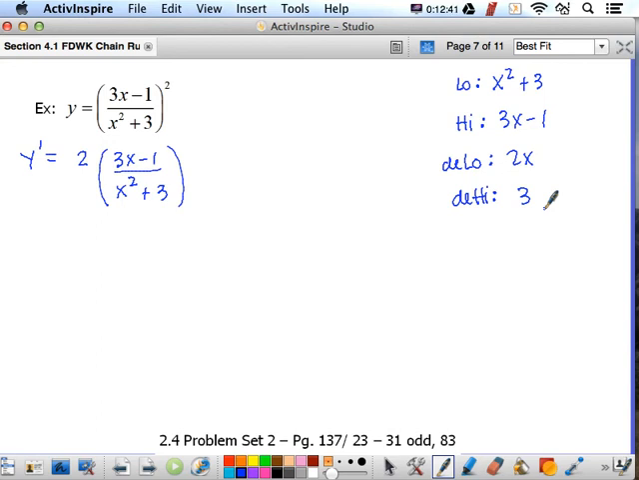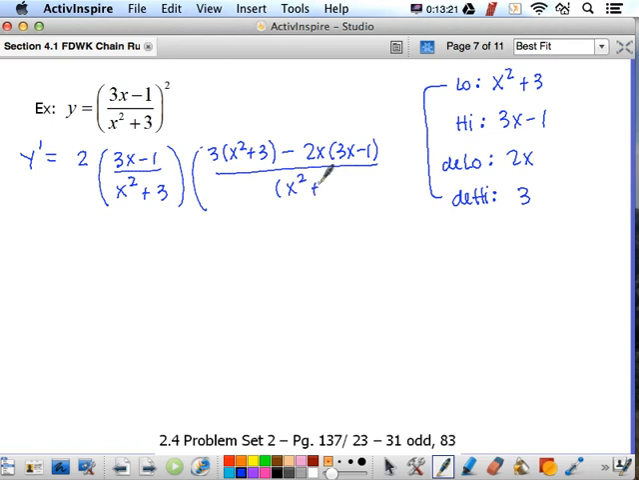All right, one more time from the top. Power times coefficient gives us 2. Down 1 on the power gives us 3x minus 1 over x squared plus 3. And now we need to multiply all of that by the derivative of the inside. But to find this derivative, I have to apply the quotient rule. Right. So we're going to multiply by low D high, which is just 3 times x squared plus 3. Minus high D low. All over low, which is what? X squared plus 3 quantity squared.